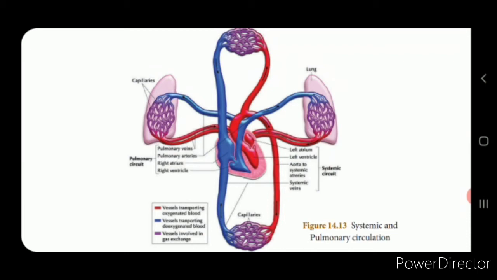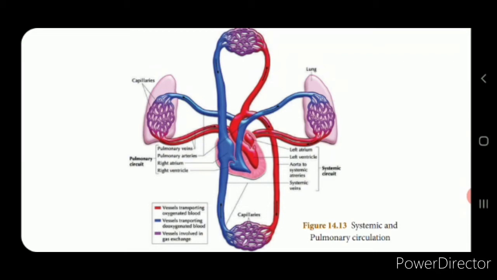Now in the systemic circulation you can see left atrium, left ventricle, aorta to the systemic arteries, right? So the oxygenated blood has to be carried to different parts of the body. Then you have the systemic vein. So all this comes under the systemic circuit, where the oxygenated blood from the left ventricle is carried to different parts of the body, and the deoxygenated blood has to come to the right atrium.